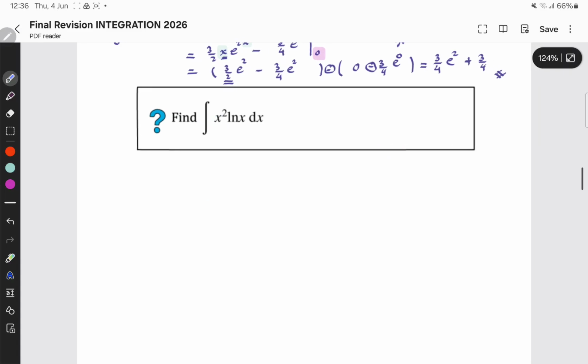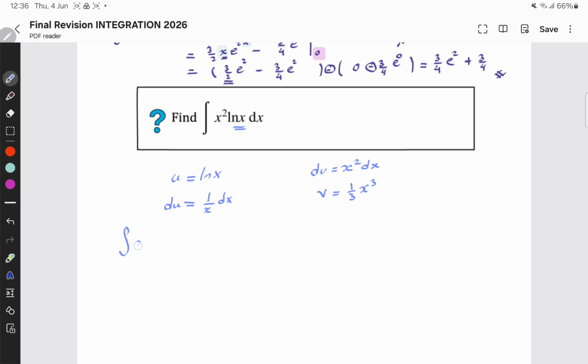For example, if you have a question like that, find the integral of x squared ln x. It's parts. And always u is equal to ln x because I have a rule to differentiate ln x. So dv is the remaining x squared with respect to x. Now, by differentiation du equals 1 over x dx. Integrate dv, it will be v equal to x cubed over 3.